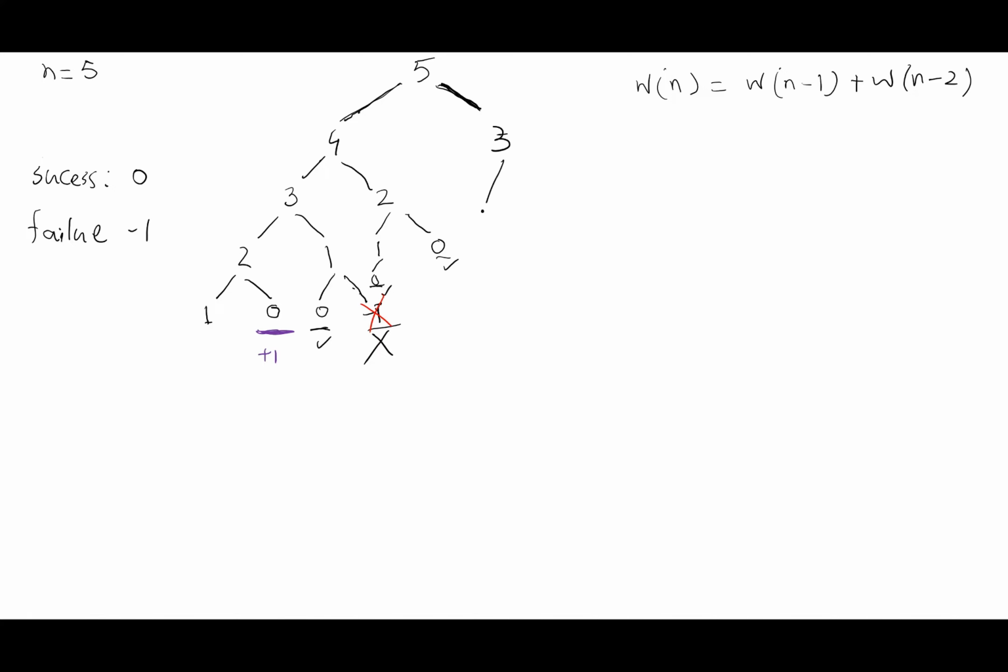From 3, we can go to 2 or 1. And from 2, we can go to 1 and 0. This is a success. From 1, we can go to 0, and the other step is invalid. So you see another, so 1, 2, 3, 4, 5, 6.